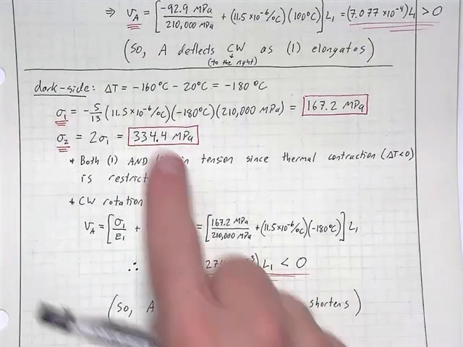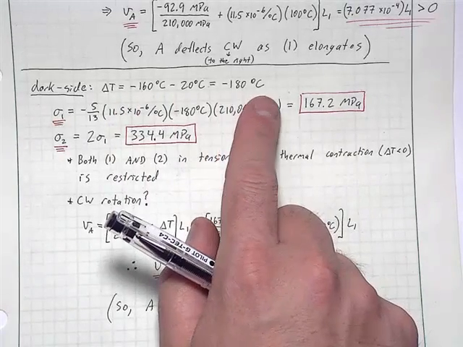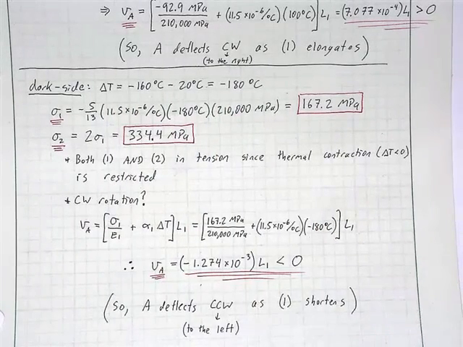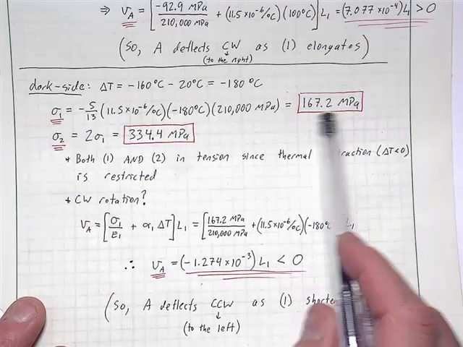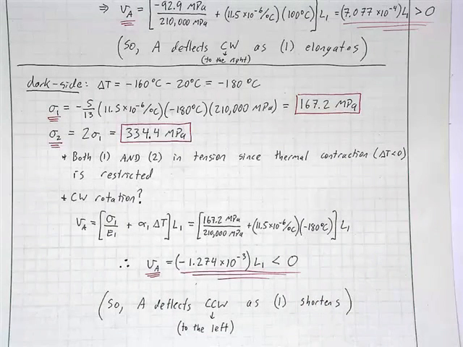If we then go to the dark side, when things get really cold, we now go to minus 120 degrees Celsius on the dark side. So the temperature change is minus 180 degrees Celsius. Plugging this in, we get a stress in 1 of 167.2 megapascals and a stress in 2 of 334 megapascals. And now both are in tension. For the same reason, this is because they both want to contract. They can't both contract, and so they both develop tensile stresses as their contraction is restricted.